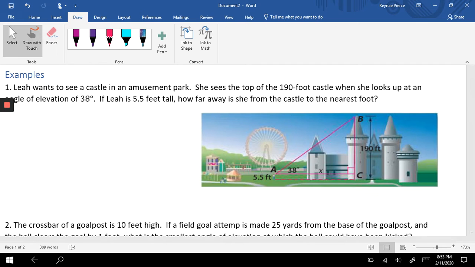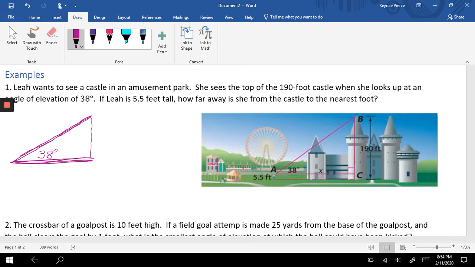So some examples. It says Leah wants to see a castle in an amusement park. She sees the top of the 190-foot castle when she looks up at an angle of elevation of 38 degrees. If Leah is 5.5 feet tall, how far away is she from the castle? Okay, so first things first. Our angle of elevation, so from that horizontal line of sight looking up at the tower, is 38 degrees.